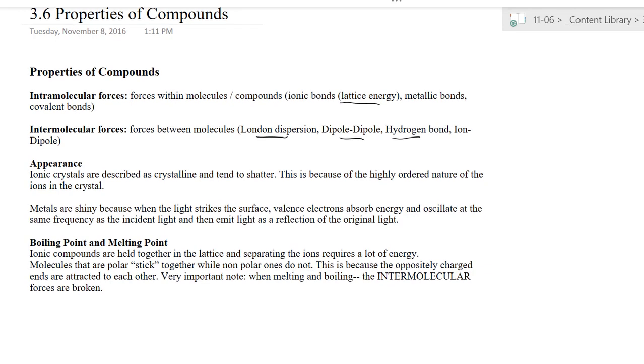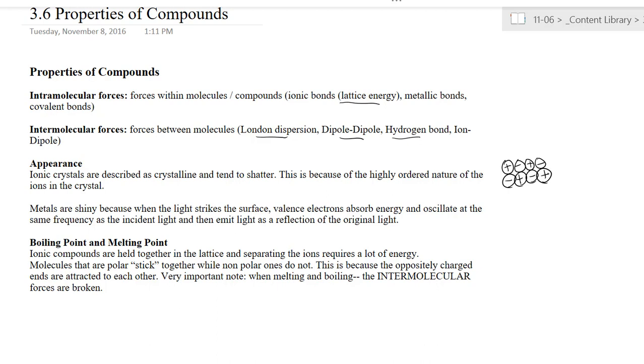A couple of things that we can also think about initially here are the appearance of the different crystals. So when you think about an ionic crystal, they're often described as being crystalline and they tend to shatter. And this is because we want to always connect back to our structure, because of the way that the ions are organized in a really ordered way. It gives really sharp edges to the surface. Okay, which is why we describe it as crystalline.